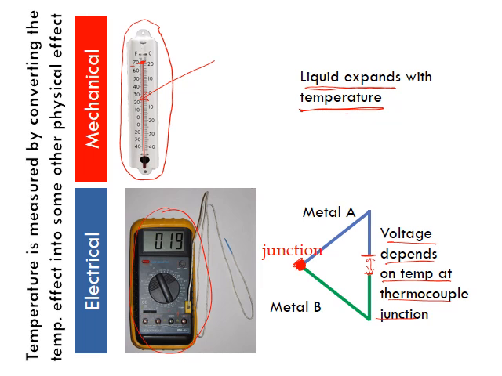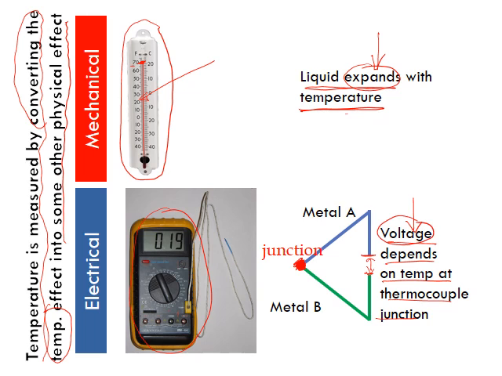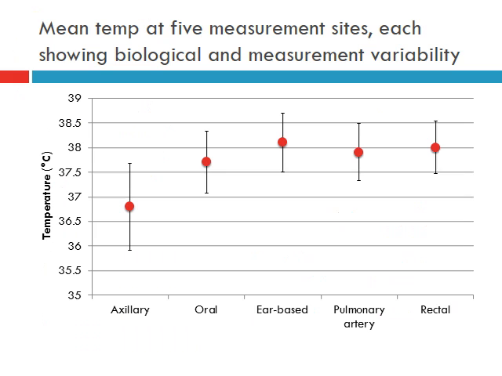What is the main point? The main point is temperature is measured by converting the temperature effect into some other physical effect that we can measure. In this case, temperature was related to expansion. In this case, temperature was related to voltage, to quantities that we can measure. So that is the basic idea of temperature measurement, by relating temperature to some quantities that we can measure.